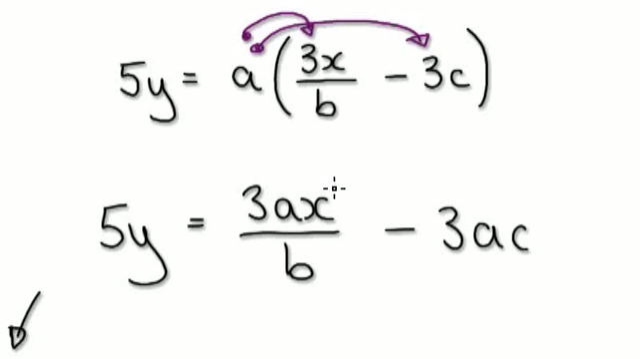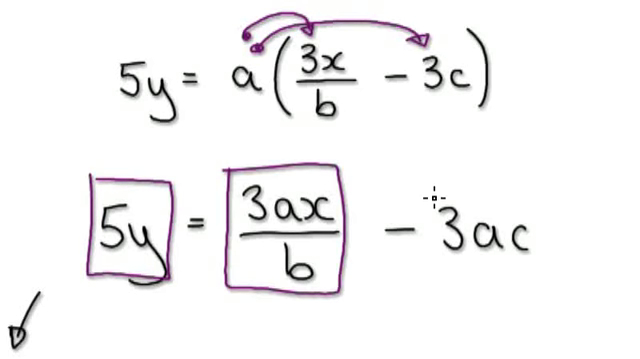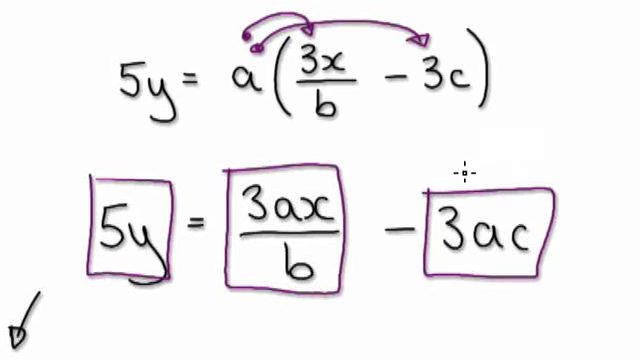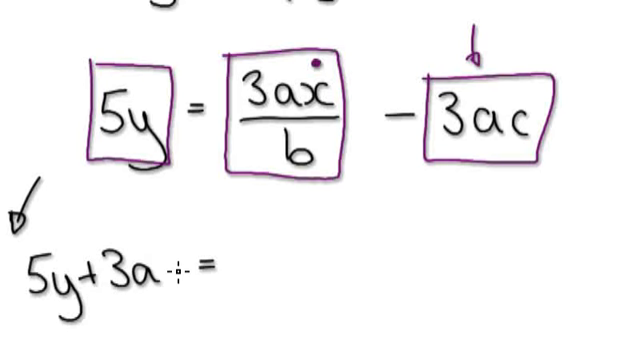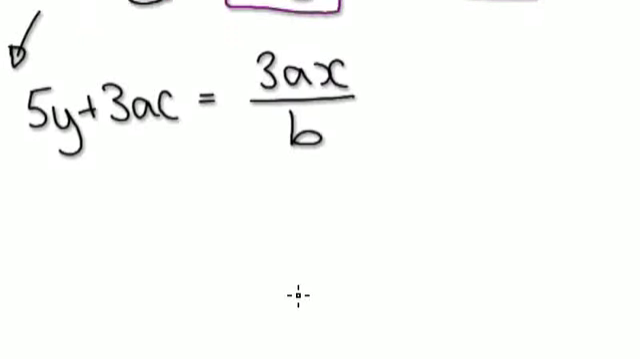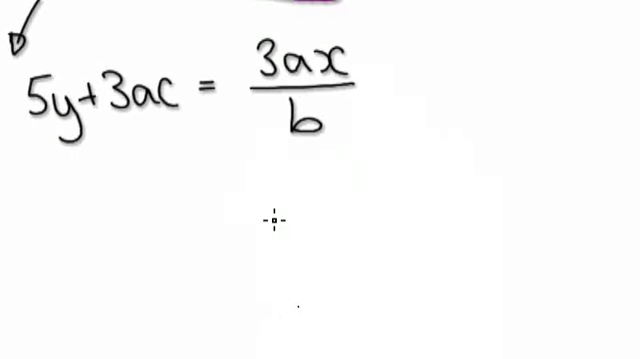We're trying to make X a subject. So visualize it as at the moment this block equals this block, take away this block here. Okay, X is in this bubble here. So let's get rid of this. Let's move this to the other side. So plus 3ac to both sides. So take the 5y down, plus 3ac. On the right hand side it would just be this over b. Okay, keep an eye on X because that's what you want to make the subject.